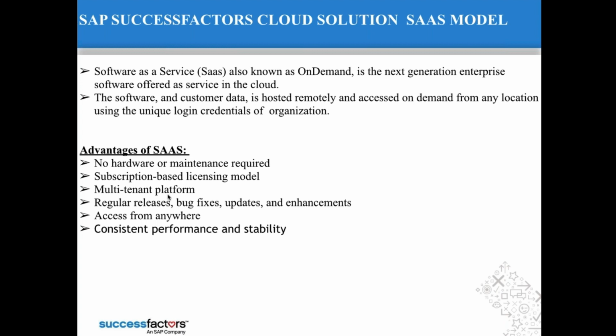That is with the help of the unique login credentials plus what is called the company ID. So if I am a company, my ID can be 1, your company ID can be 2. So 1 will be attached to my username and password for each and every data retrieval or updation. And regular releases, bug fixes, updates, everything will be taken care of by SAP. We need not do anything. It can be accessed from anywhere and has consistent performance and stability.